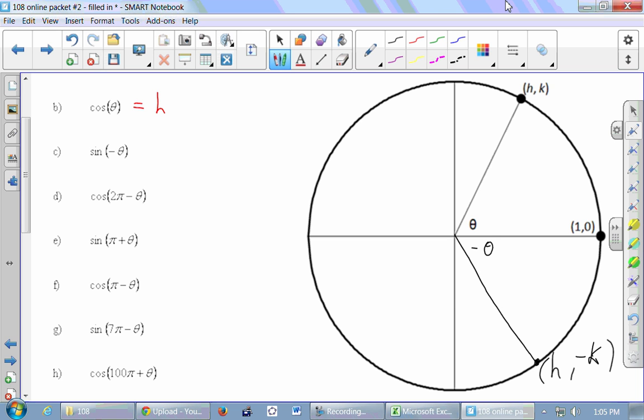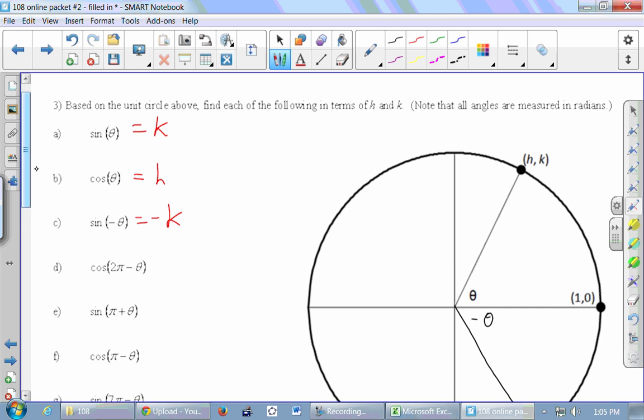And so we're trying to find, in this problem here, sine of negative theta. Well, sine is the y value. Negative theta is this angle. There's the y value. It's negative k.